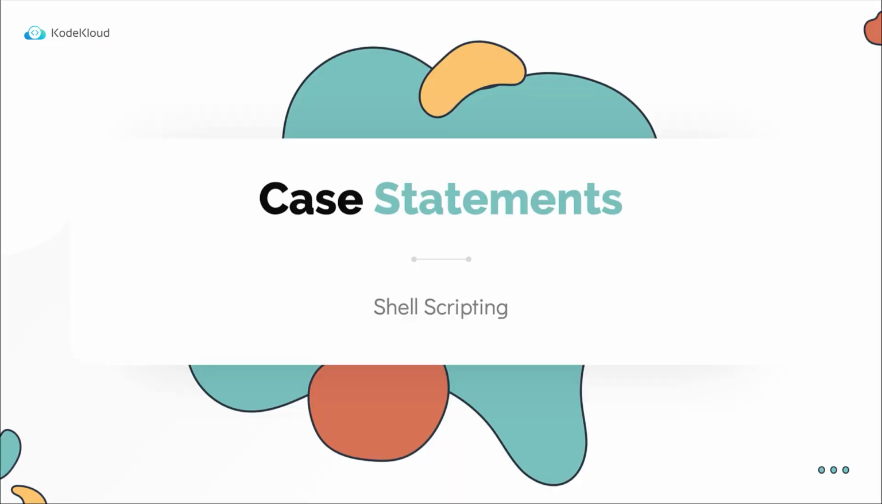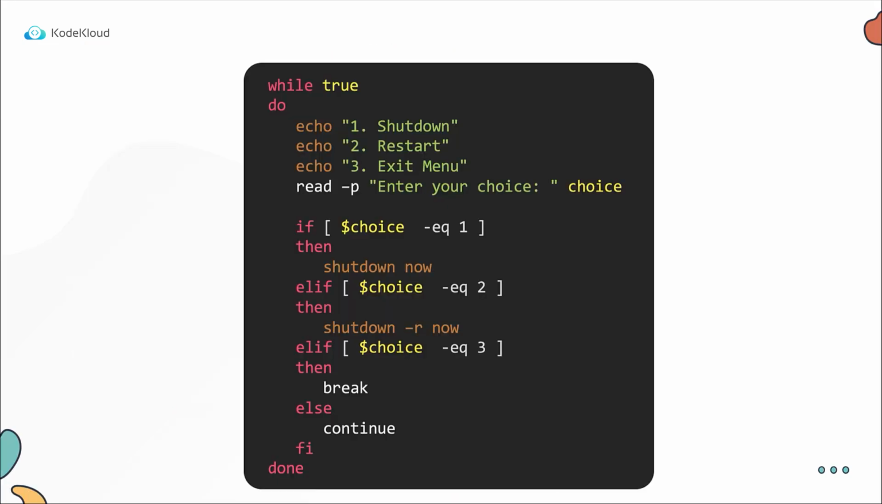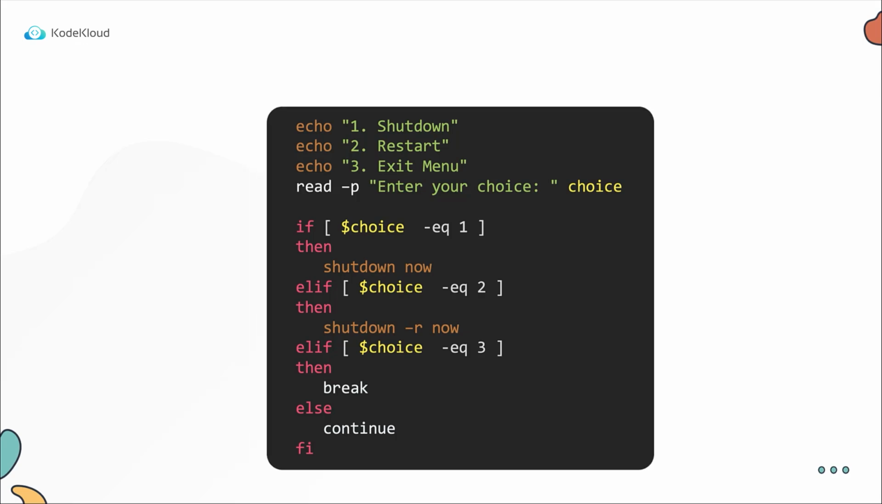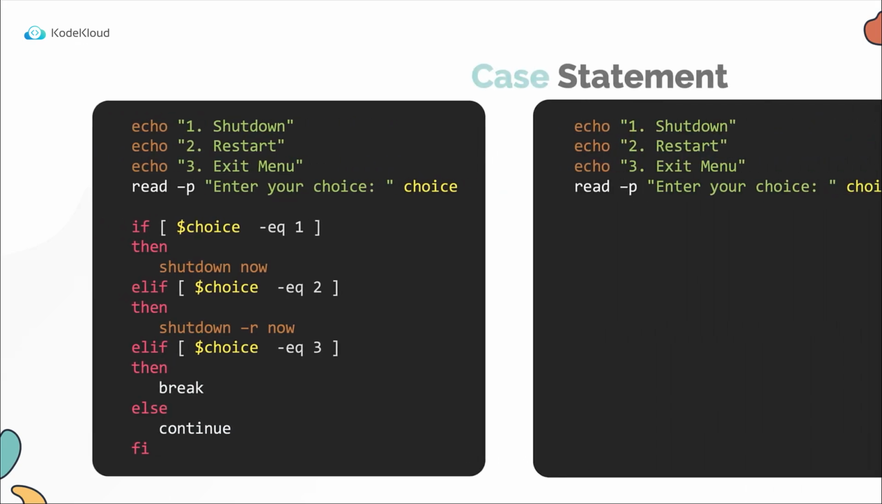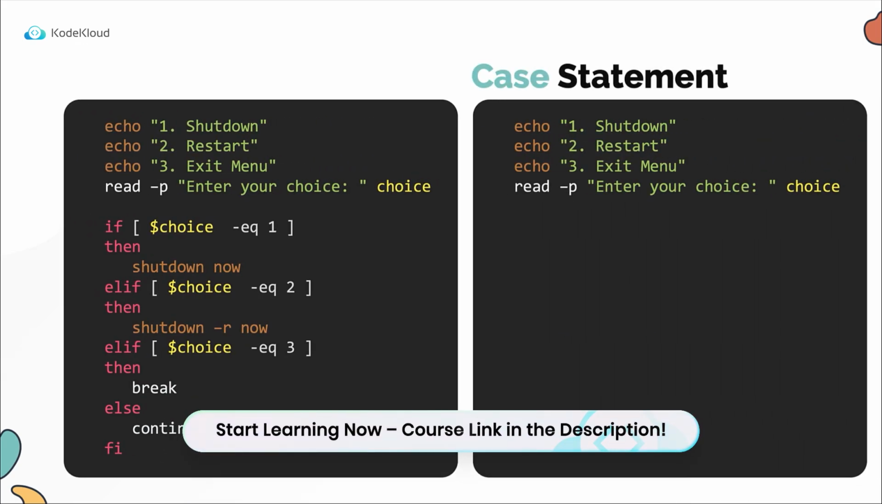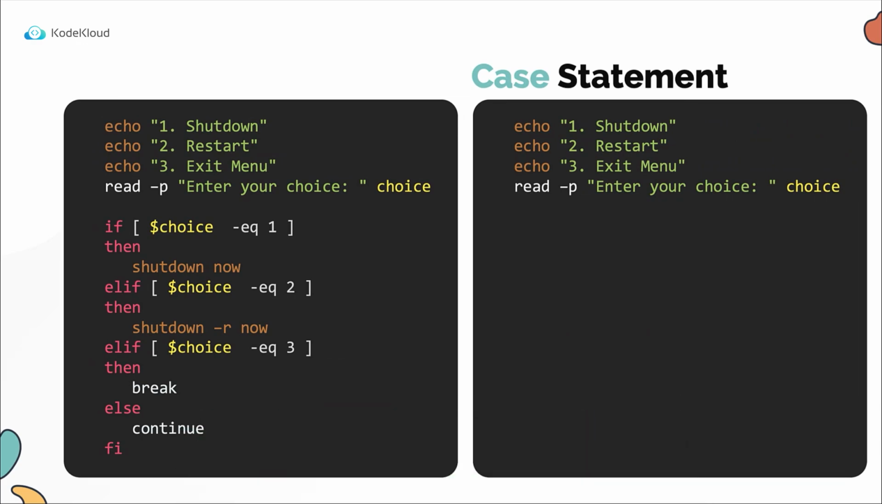Let us now look at case statements in shell scripts. In the previous video, we saw how to use a while loop and an if conditional block to create a menu-driven program. Now, our focus in this lecture is on the if block that we wrote to handle different user choices. The if conditional block with a lot of if and else if statements can be written in a better way using case statements. A case block starts with the case statement and ends with the ESAC statement, which is the reverse of the word case.